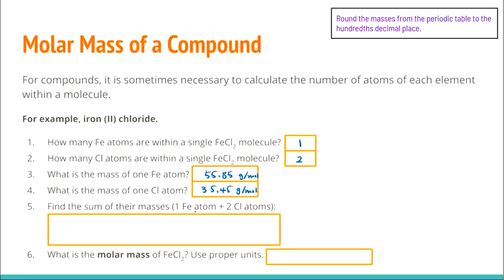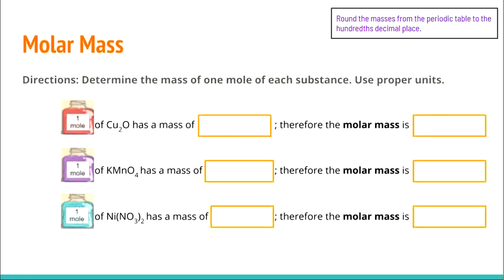So let's find the sum of their masses. Now keep in mind that there's 1 iron atom and 2 chlorine atoms. So we're going to add up 55.85 plus 35.45 times 2 because of the 2 chlorine atoms. So what do you get for the molar mass of FeCl2? You should have gotten 126.75 grams per mole. Go ahead and pause the video here and determine the molar mass of 1 mole of each of these substances. Make sure you use proper units.